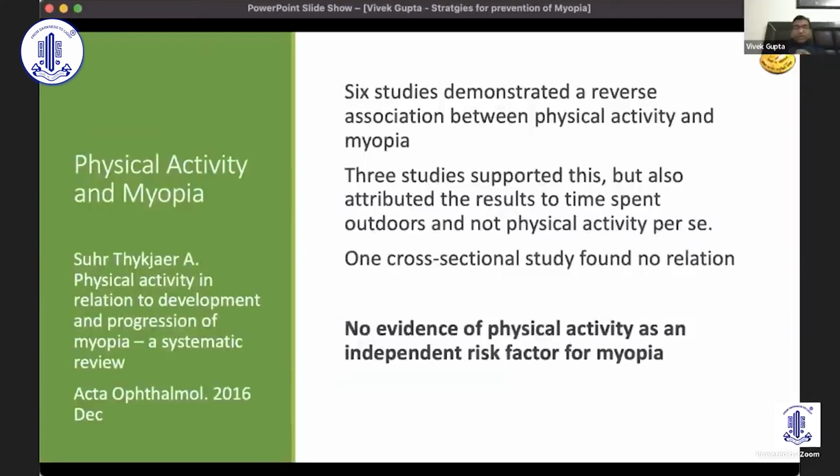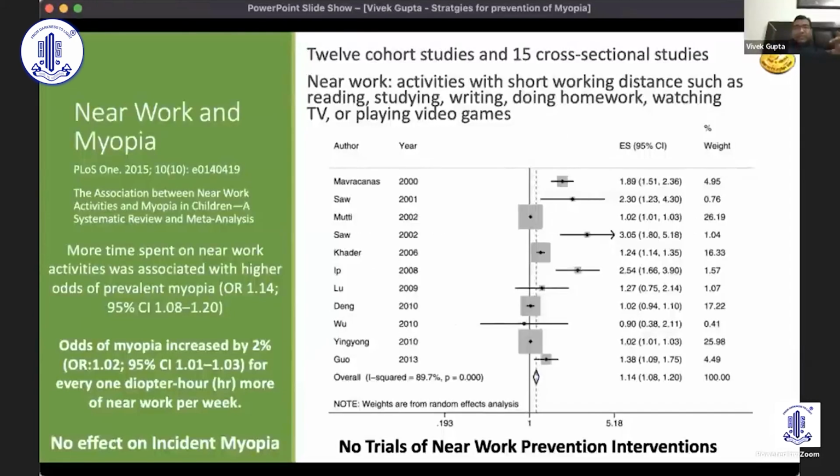Then there is also a meta-analysis which showed that there is no evidence of physical activity as an independent risk factor for myopia. So our direction basically is clear. We need to look at increasing outdoor activity as an important environmental modification for preventing progression as well as incidence of myopia.